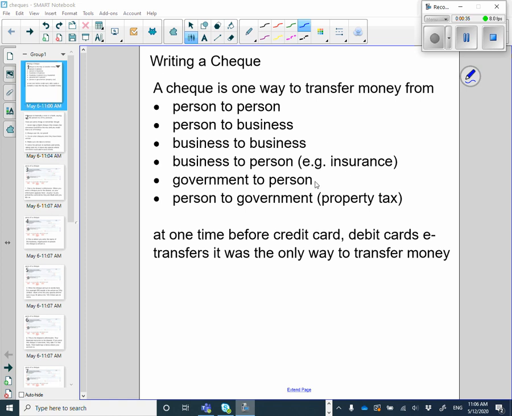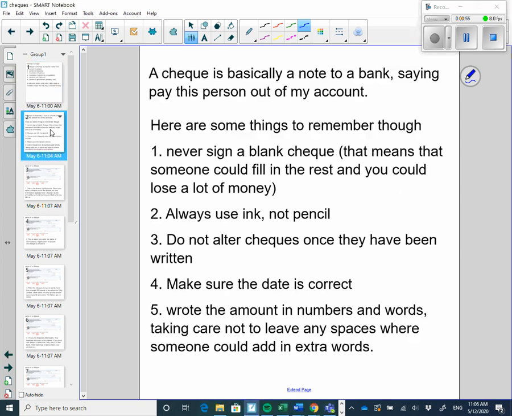From a government to a person, maybe your tax rebate. From a person to government, maybe you're paying your property tax at Dauphin City Hall. So these are all ways that you might need to transfer money. And at one time, before credit cards or debit cards or e-transfers became popular, it was really the only way to transfer money. So it's just a piece of paper that sends money.